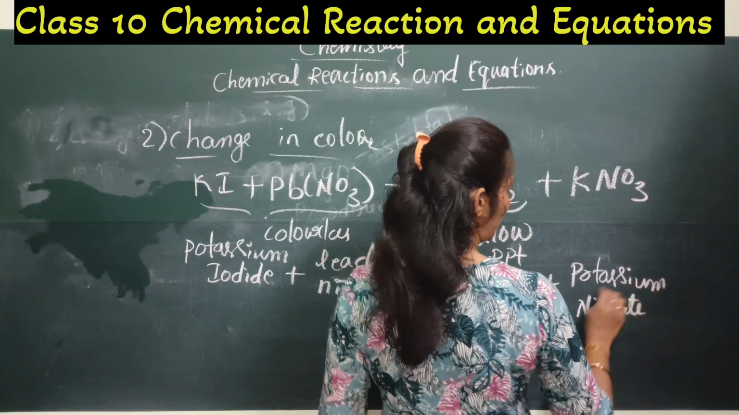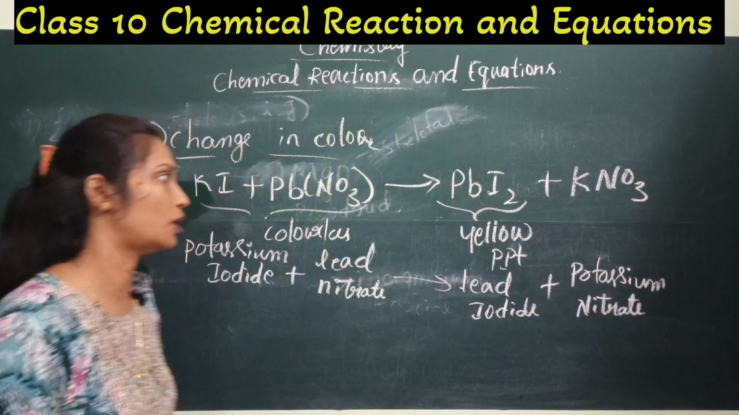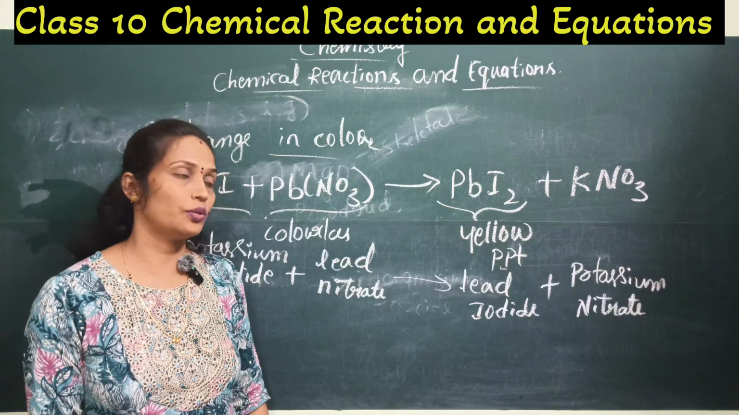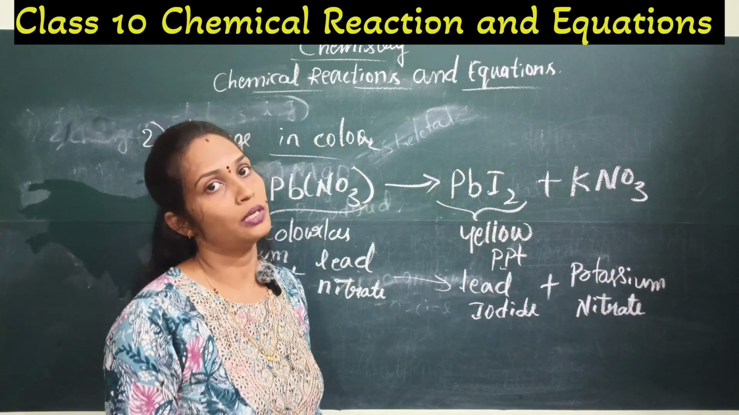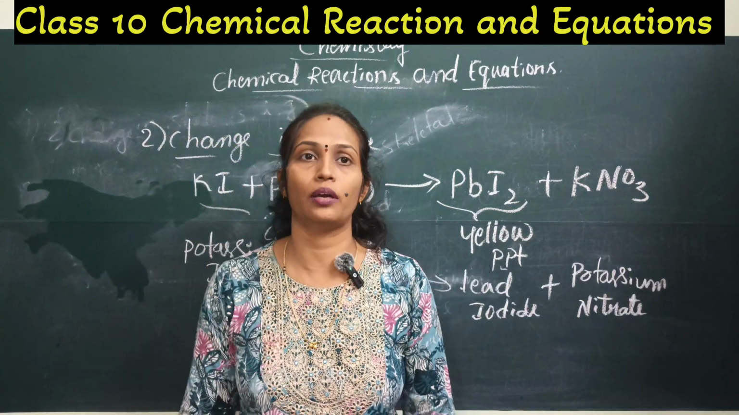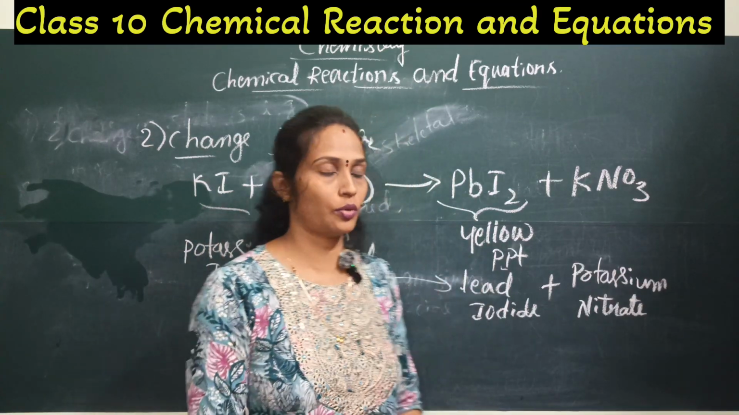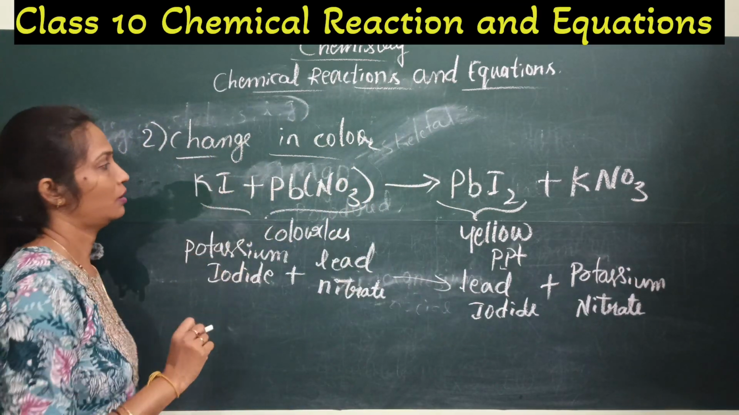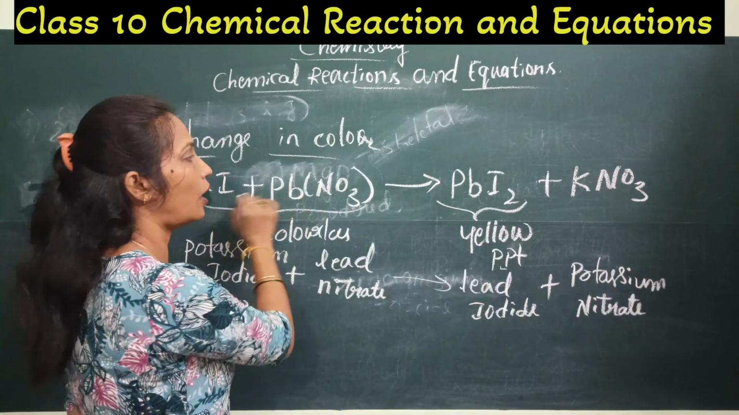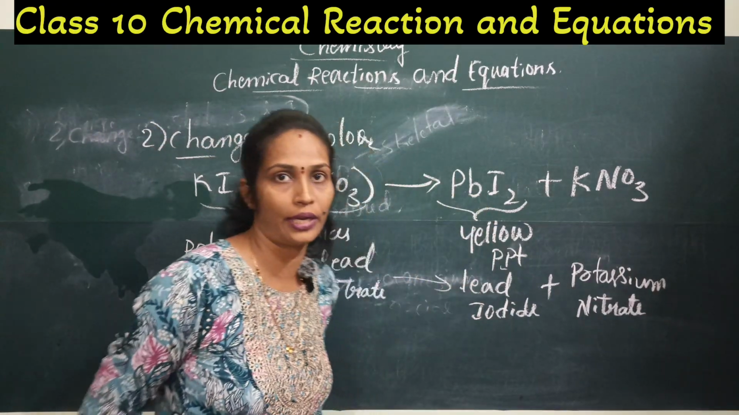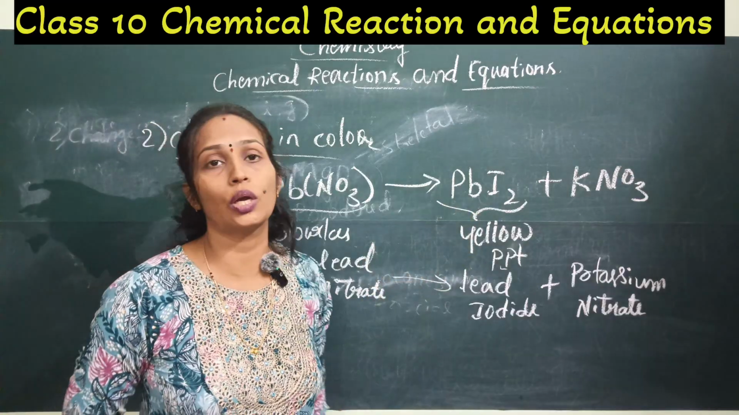Until you are thorough with this concept, please write down the word equations also, because you people are very new to this concept. This is the first time you are learning about chemical reactions and equations. So what happened? These two are colorless. When they get mixed, there is a formation of lead iodide, and that is a yellow colored precipitate.